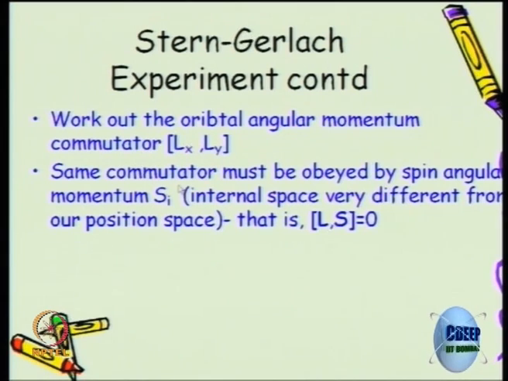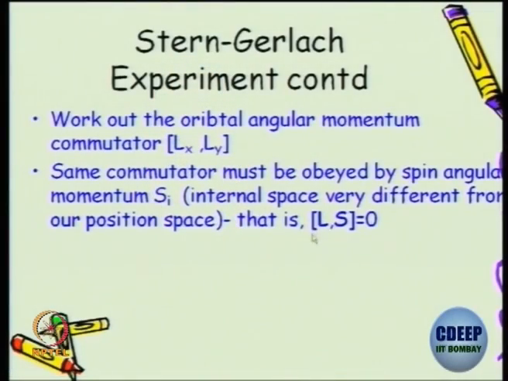The only thing is that the spin operator is in a very different space, nothing to do with your regular position space, which means those operators do not talk to the orbital angular momentum operators. What do we mean by that? I can independently measure orbital angular momentum and the spin angular momentum. They are compatible because they are in two different spaces.